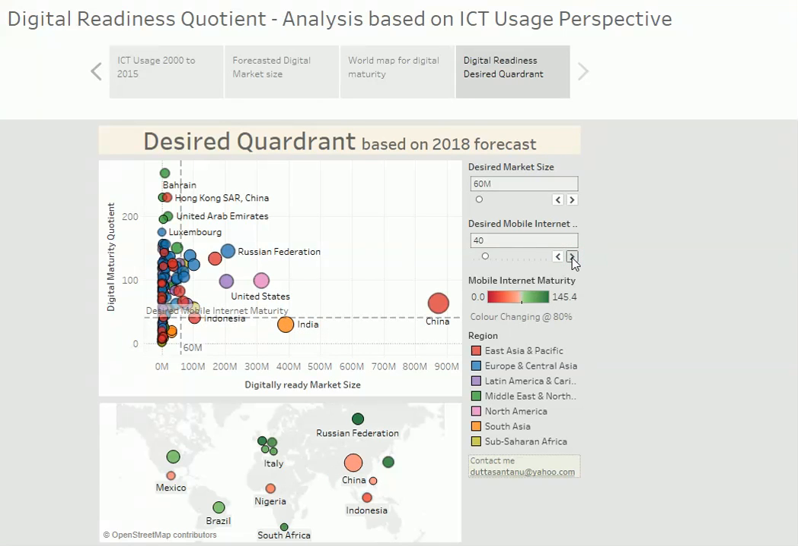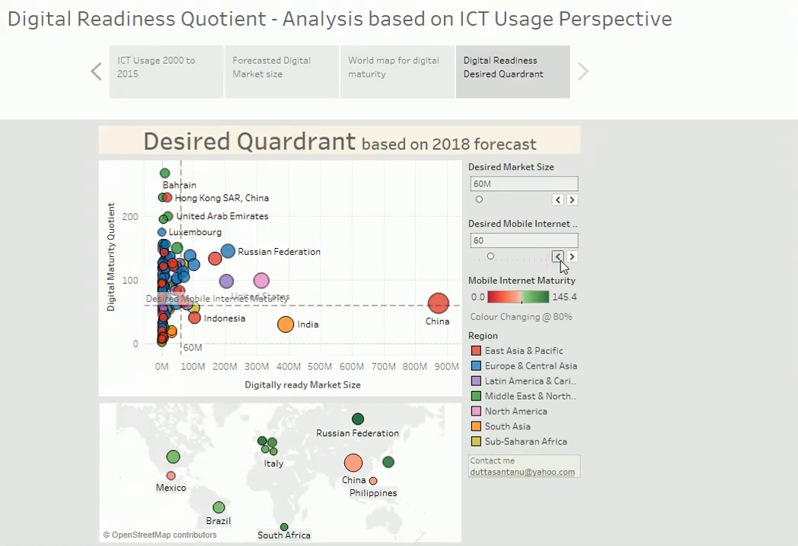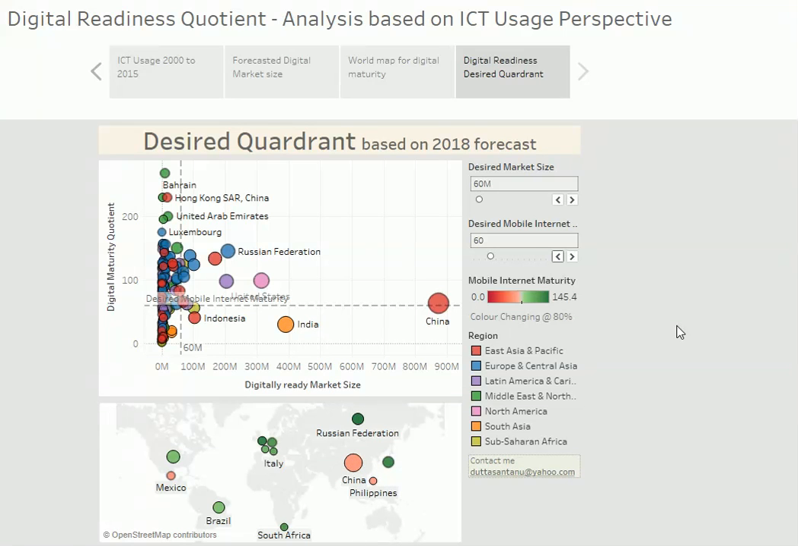Once you have gone to 40%, India has disappeared, one big market is gone. If you go to 60%, some more reduction. At 80%, some more reduction. Even China is not there. So these are the countries left. If I decide that 60% is good enough for me in this case, then these are the countries which are available for doing your business.